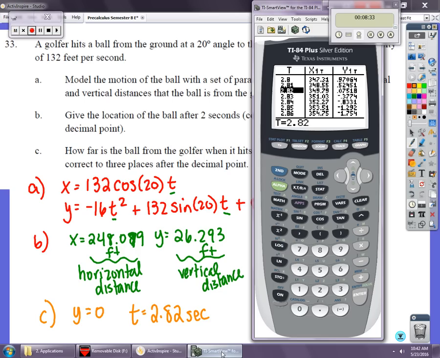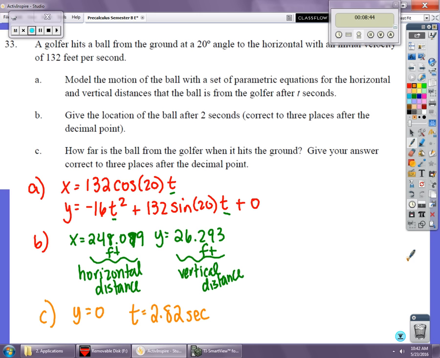And what is the location at that time? This one we have to say to 3 decimal places. So 349, and I'm going to get it on the bottom because I need 3 places. 349.791. Okay, so it's on the ground in 2.82 seconds when it is 349.791 feet from the gopher.